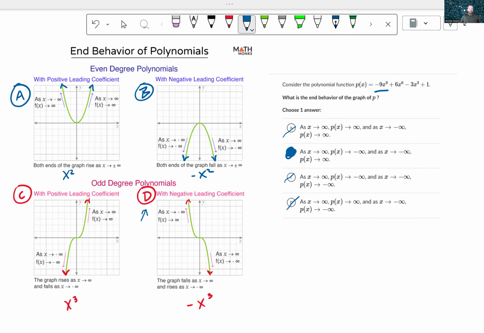Okay. All right, so that's everything with polynomial graphs, with the zeros of polynomials and behavior.